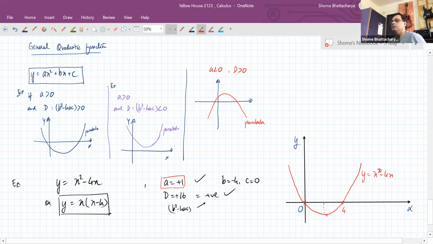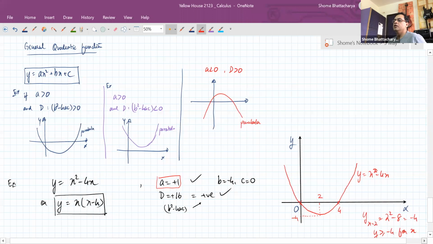More things will also come in. For example, the parabola is symmetric, so this midpoint 2 will be the point where you have the minimum possible value. So put the value of x as 2 over here. You can see that y when x is equal to 2 becomes 2 square minus 8. So 4 minus 8, so it's minus 4. So this point will be minus 4. This is also showing you, for example, that the value of y will be greater than or equal to minus 4 for all values of x, for x belonging to all real numbers.